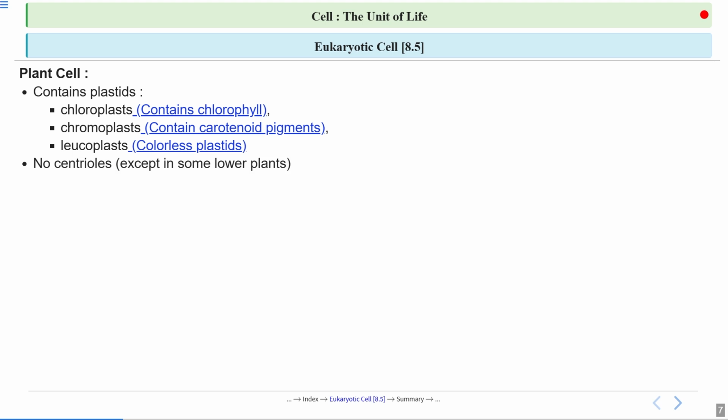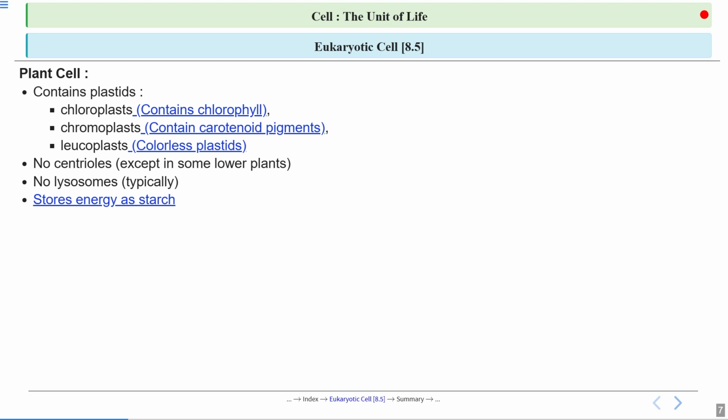There are no centrioles present in the plant cell, except in some lower plants. So centrioles are present in the animal cells. There are no lysosomes also. Lysosomes are known as the suicidal bags. We'll talk about the lysosomes also.